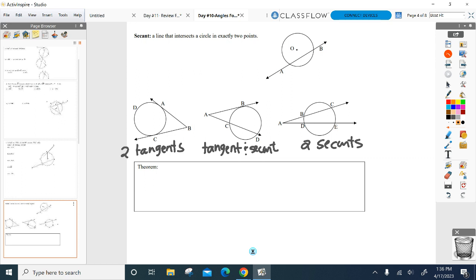Three different ways to form an angle on the outside of a circle. Good news, only one way to find it. I don't care how the angle on the outside is formed. There's only one way to find it. Here you go. Angle outside the circle. There's only one way to find it.